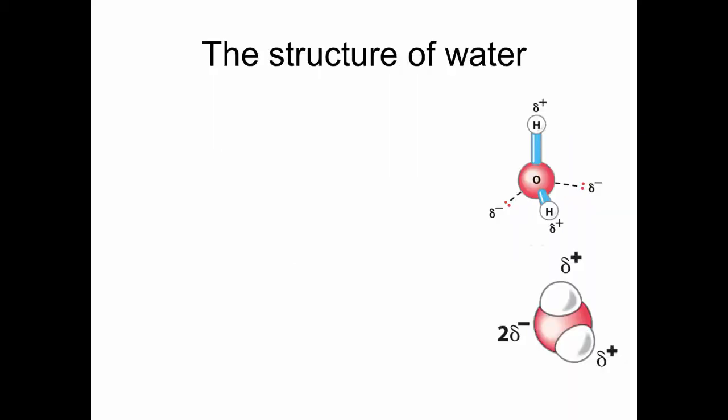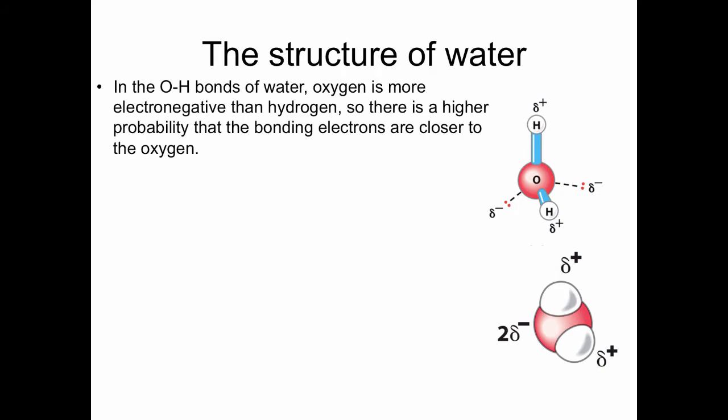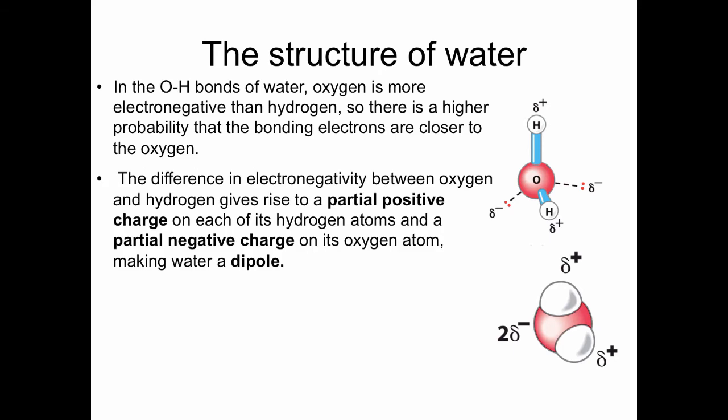The special properties of water arise from the structure of water. Water is oxygen that is bonded to two hydrogens. In the OH bonds of water, the oxygen atom is more electronegative than hydrogen. So there is a higher probability that the bonding electrons are closer to oxygen than hydrogen. The difference in electronegativity between oxygen and hydrogen gives rise to a partial positive charge on each of the hydrogen atoms and a partial negative charge on the oxygen atom.